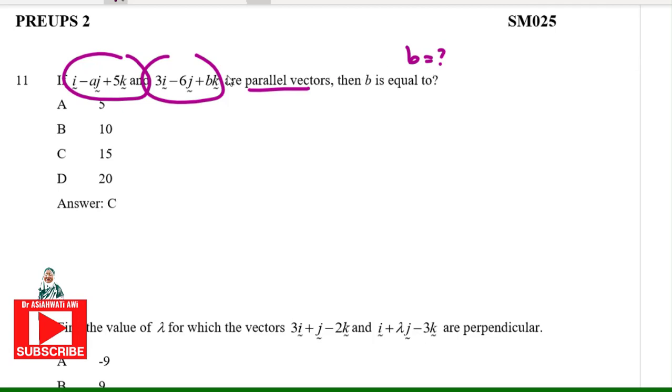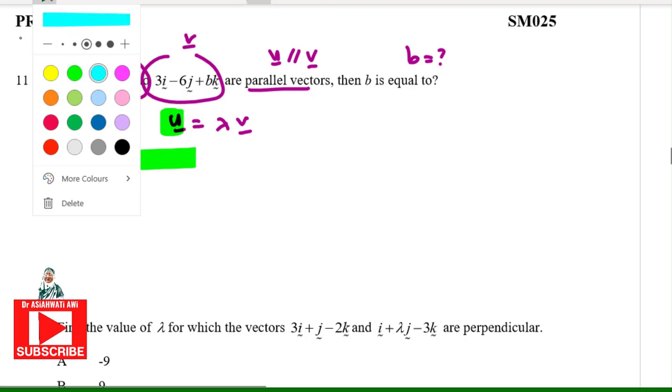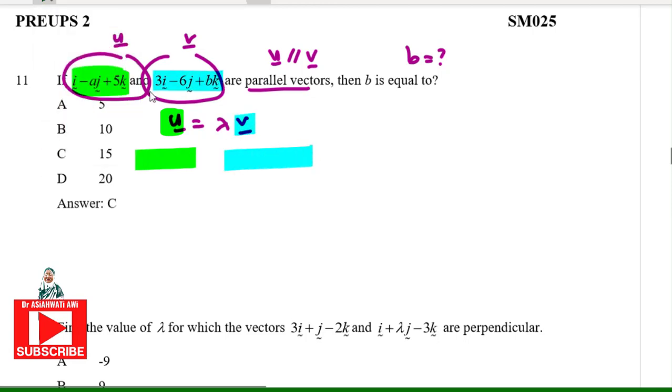Let's say this is vector U and vector V. Given vector U is parallel to vector V, when we want to show two vectors are parallel, we can use this equation: U is equal to lambda times vector V. So this is vector U right here, and this is vector V. Write it down in matrix form: 1, negative A, 5 is equal to lambda times 3, negative 6, B.